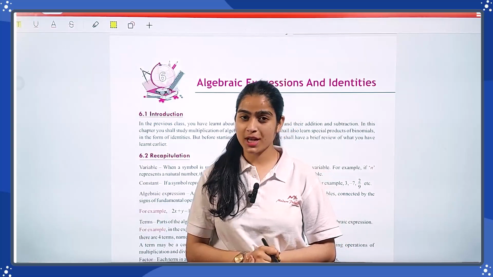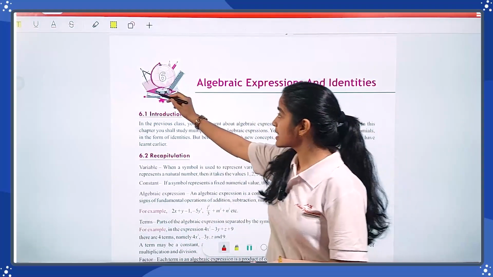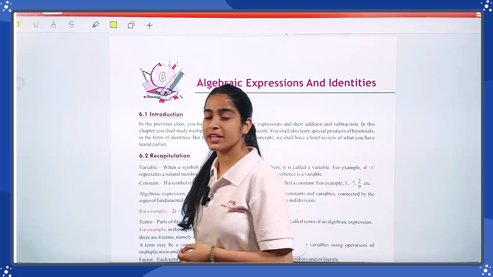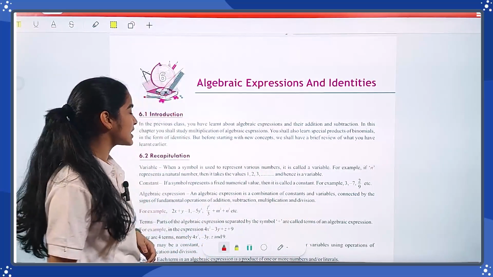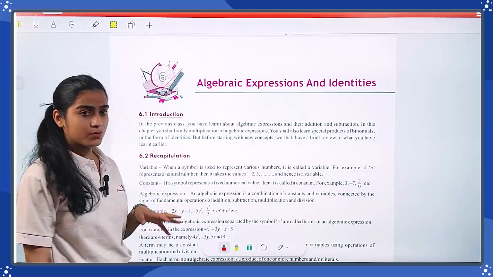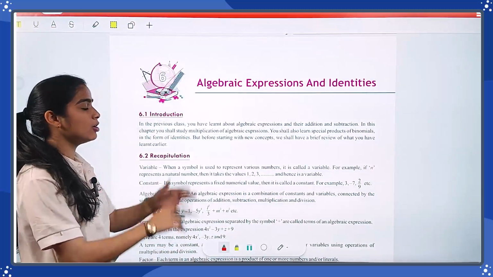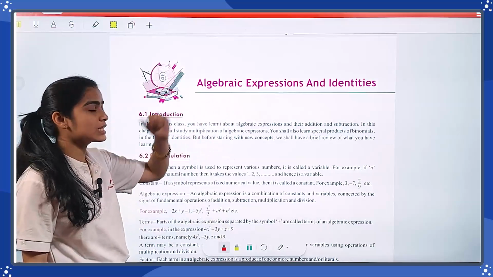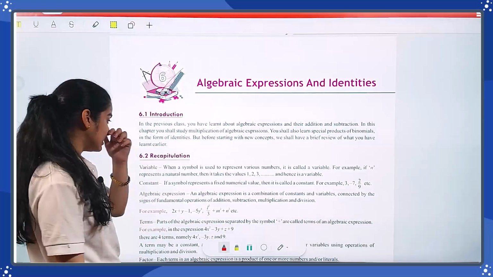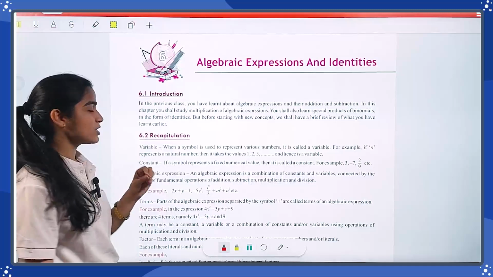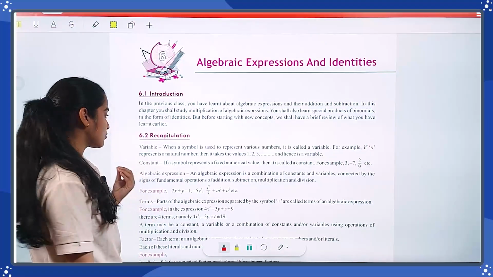So students, today we have chapter number 6, which is algebraic expressions and identities. In this chapter, we are going to learn about known values and unknown values, and we have a lot of alphabets in the expressions, and we have to find the identities of that. First of all, we did our recapitulation part.